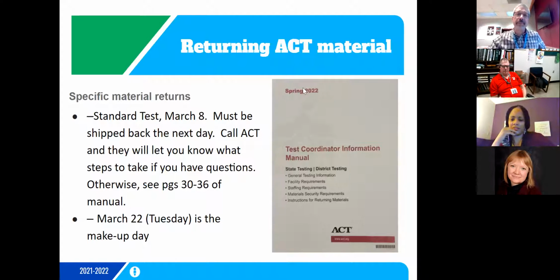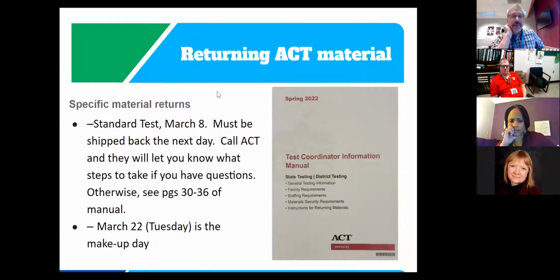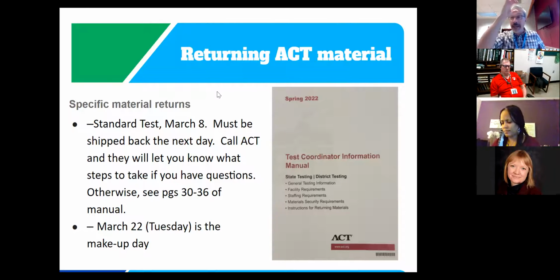Once we're done testing, on that day comes the packing up and shipping. If you take a look at pages 30 through 36 of the test coordinator information manual, it goes through all the shipping and what has to go in each of the poly bags, what has to go into the boxes, in which order. If you have questions, you can call ACT on that day that you're packing. Where do irregularity reports go? Those kinds of things are laid out in those pages of the manual.